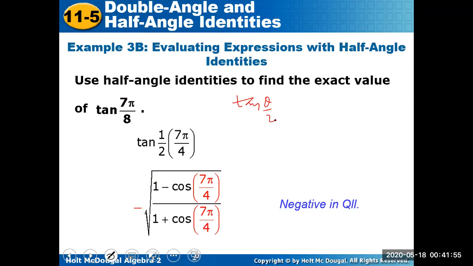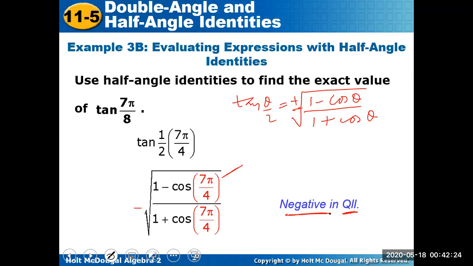Tan theta over 2 equals the square root, and we put a plus or minus here first, of 1 minus cosine theta divided by 1 plus cosine theta. So theta, as we said, is 7 pi over 4, and I showed you how to find that. And since theta over 2 is in the second quadrant, it is negative.